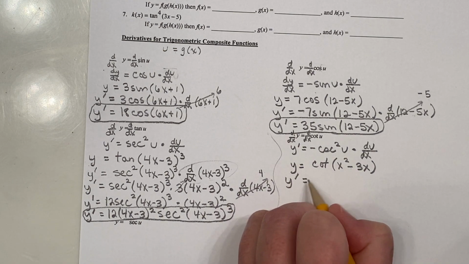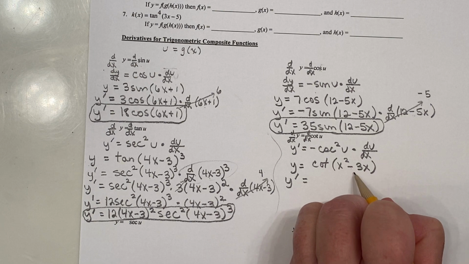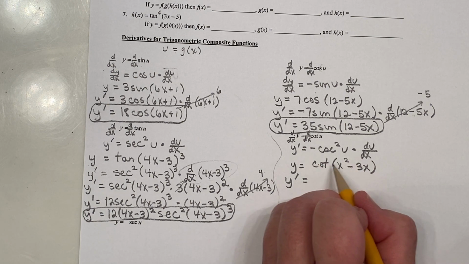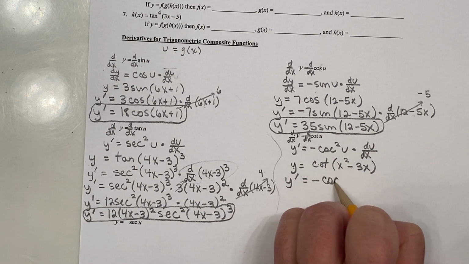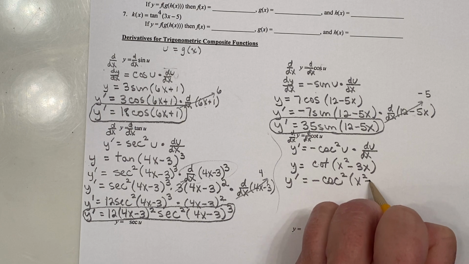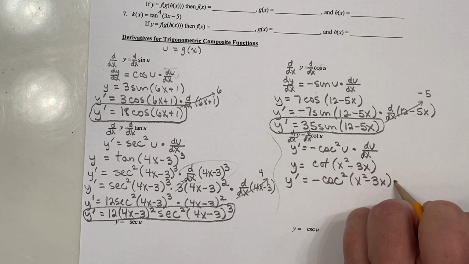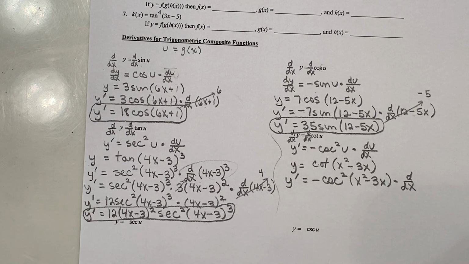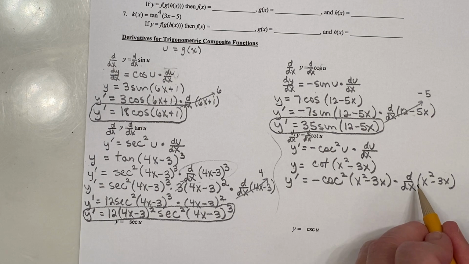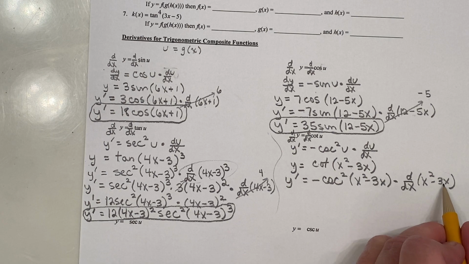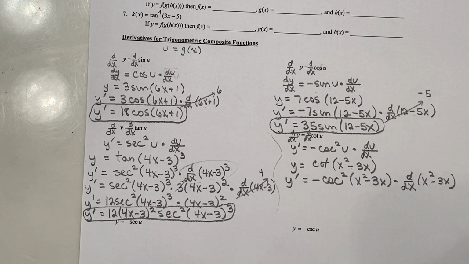So y prime equals, the outside function is cotangent and the inside function is x squared minus 3x. So there's only two functions that compose this y. Derivative of cotangent is negative cosecant squared. Leave x squared minus 3x alone. And then let's get the setup times the derivative of x squared minus 3x. And again, be mindful of these parentheses, because if you didn't have parentheses, it's almost like you're saying just find the derivative of x squared and not the minus 3x. And again, that's called a presentation error. You know what you're going to be doing, but the math doesn't make sense.